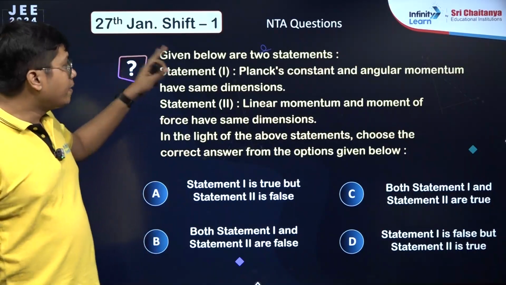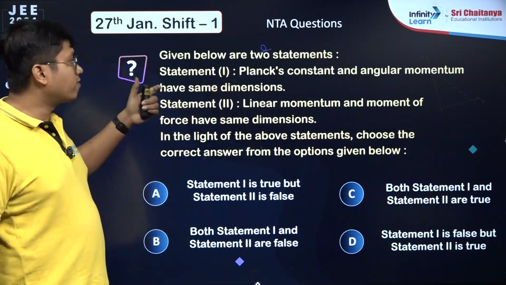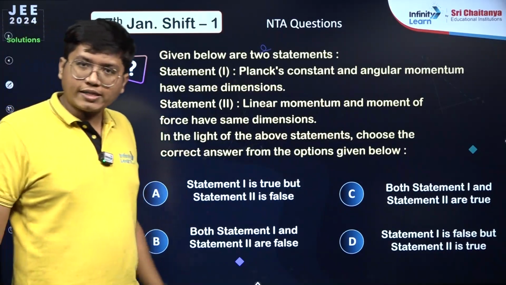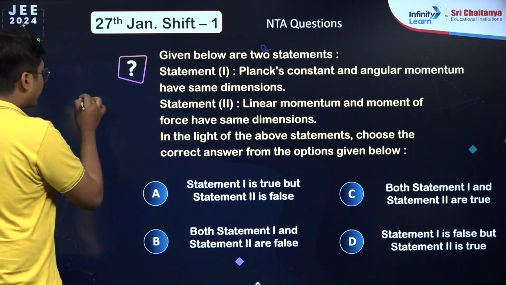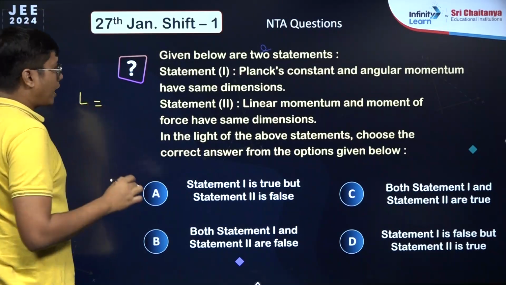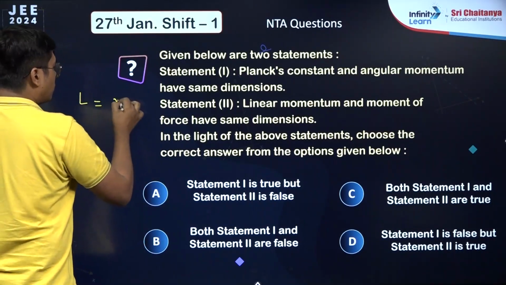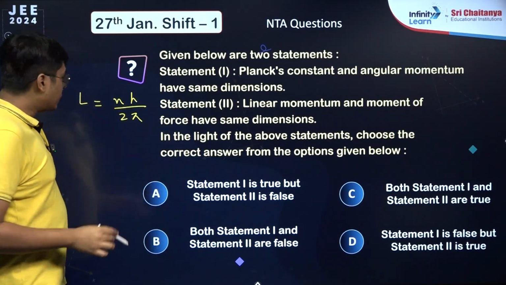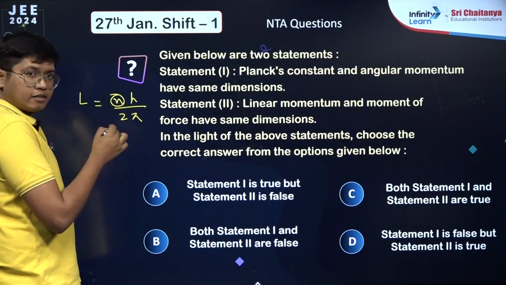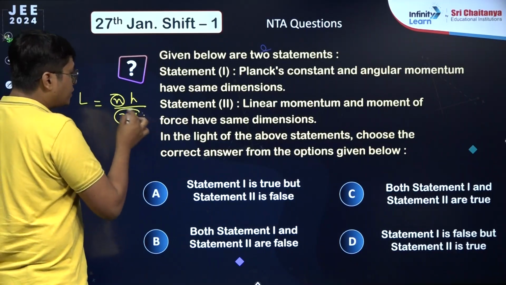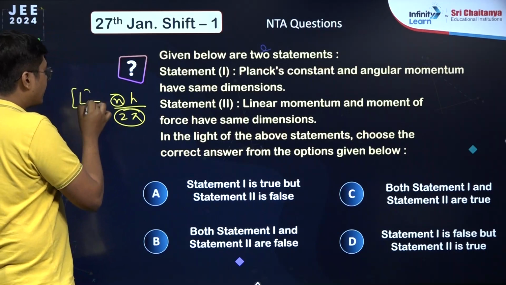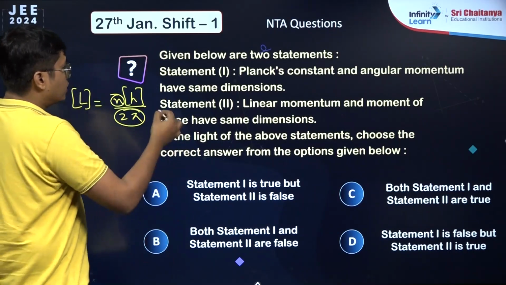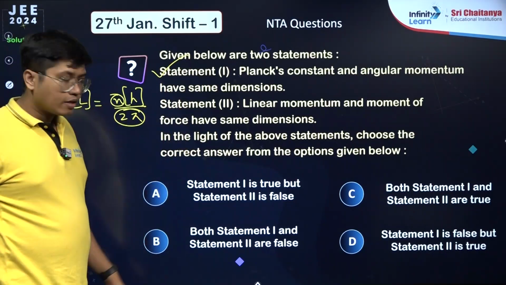Next question says, it's a question of units and dimensions. It says, Planck's constant and angular momentum have the same dimensions. How do we test it? Look at Bohr's quantization condition. It tells you that the angular momentum is equal to nh by 2 pi. In this relation, n is dimensionless because it's a number, and 2 pi is dimensionless. So that tells you that the dimensions of L should be equal to the dimensions of h. So this is a correct statement.